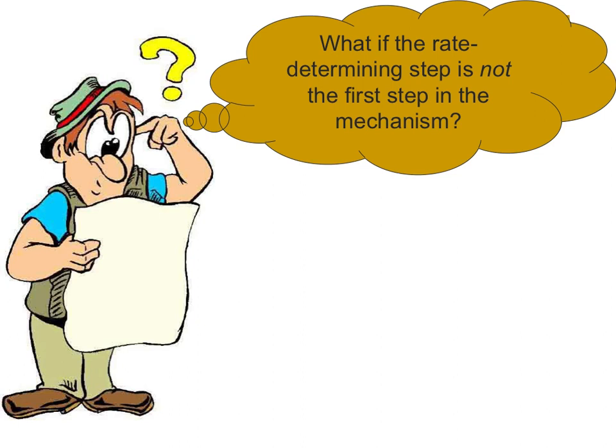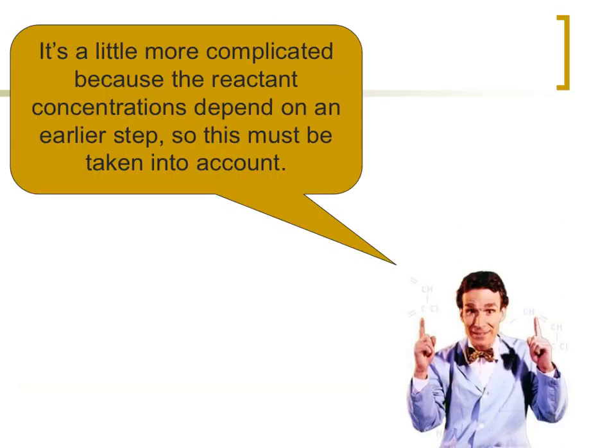Okay, so we've established what to do if it is the only step, or if the slow step is the first step. But what if that slow rate determining step is the second step, or even worse, the third step? Then it's not so easy. You can't just write the rate law based on only the second step, because the second step is dependent on the concentrations resultant from the first step.